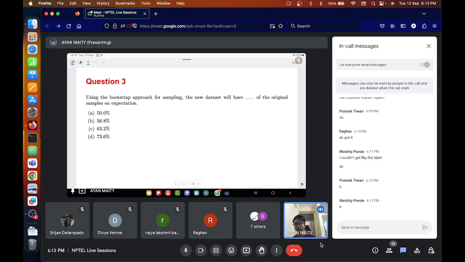Question 3. Using the bootstrap approach for sampling, the new dataset will have dash percentage of original samples on expectation. And there are four options: 50%, 56.8%, 63.2%, and 73.6%. So by using a bootstrap approach for sampling, the new dataset that we will get will have how many of the original samples on expectation.